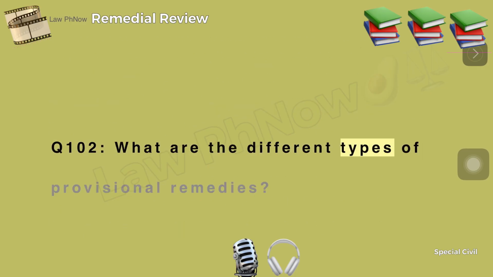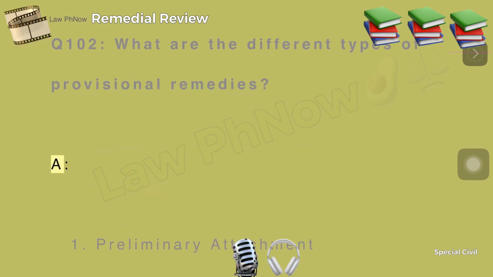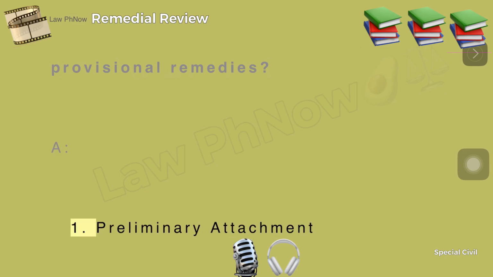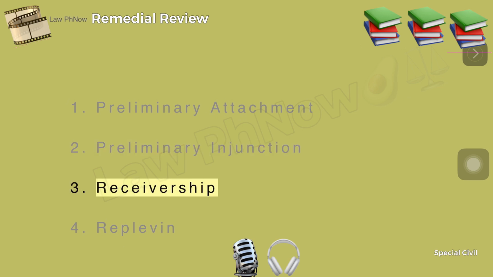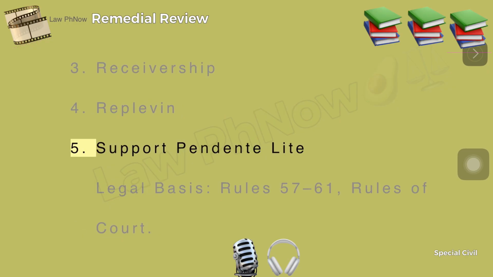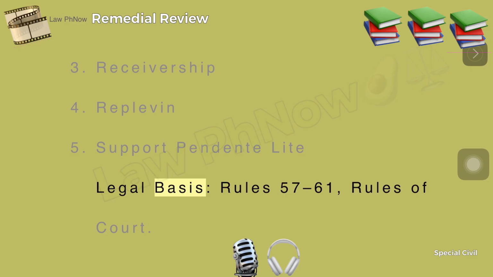Q102. What are the different types of provisional remedies? A. 1. Preliminary attachment. 2. Preliminary injunction. 3. Receivership. 4. Replevin. 5. Support pendente lite. Legal basis, Rules 57 to 61, Rules of Court.